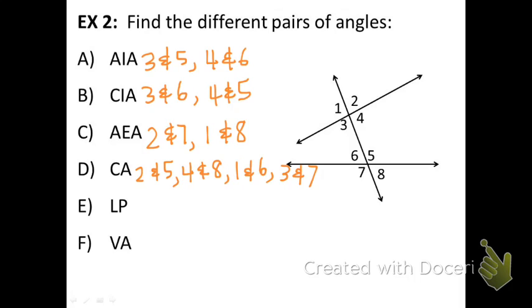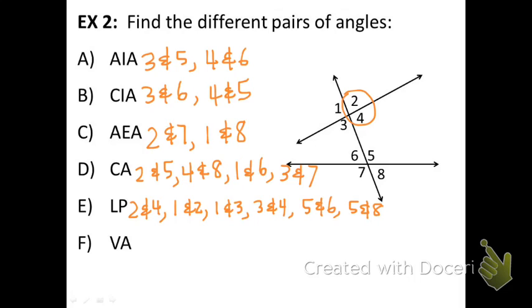Okay, we move on to LP. Those are your linear pair. Linear pair are angles that form a line and they're adjacent. So we're talking about 2 and 4. 1 and 2. Those are adjacent and they form a line. 1 and 3 are adjacent and form a line. 3 and 4 are adjacent and form a line. Then we can move down to the bottom. We have 5 and 6. 5 and 8. 6 and 7. And then last 7 and 8.